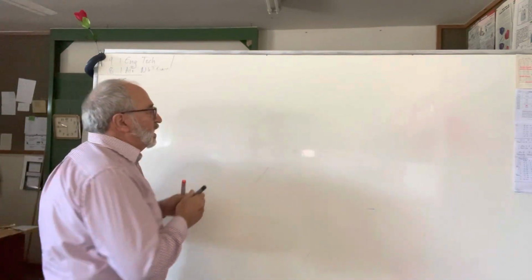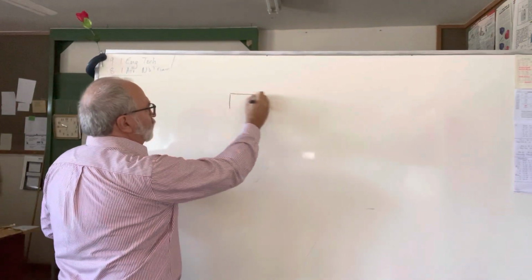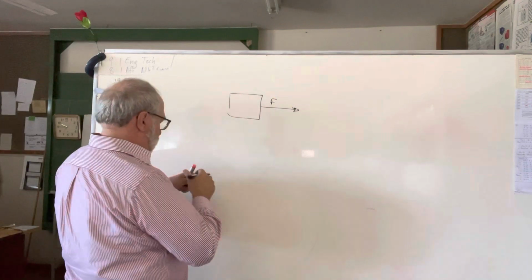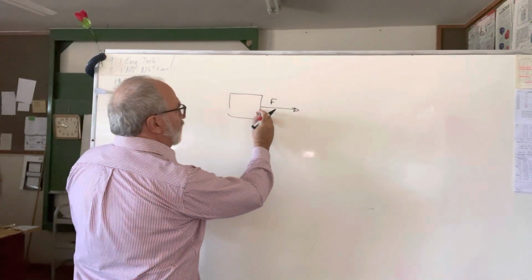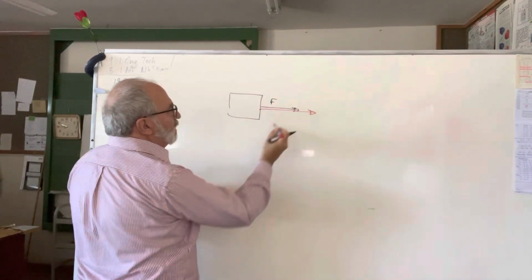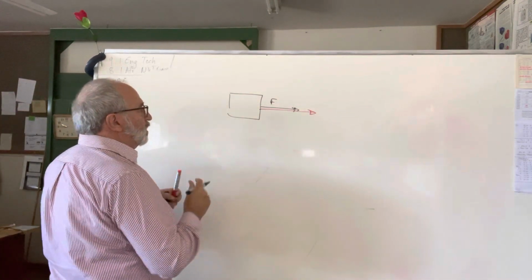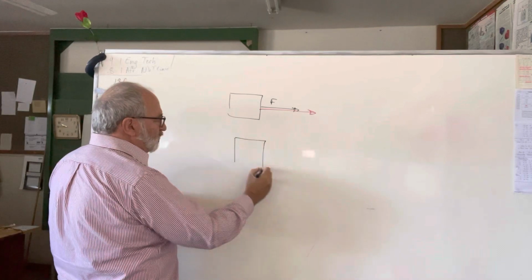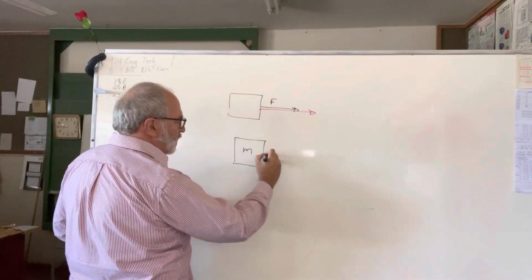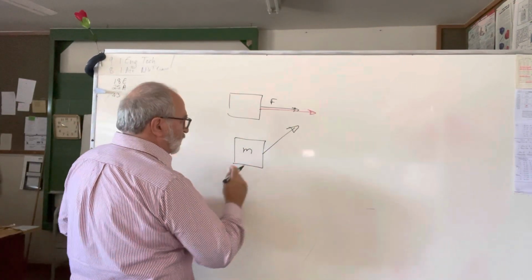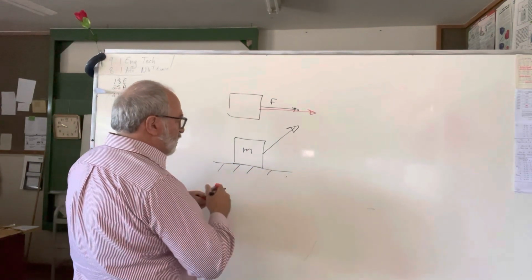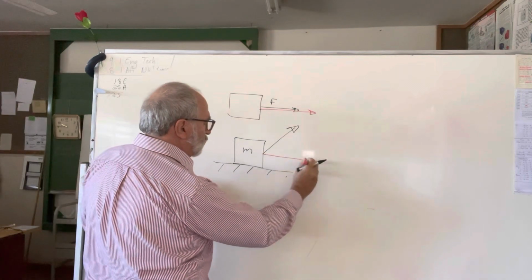Nou kom ons sê ons het 'n voorwerp wat getrek word deur 'n krag in 'n bepaalde rigting. It's pulled in a certain direction and that direction is parallel to the force. That is the one case. Another case would be, we have an object with a certain mass, but it's now pulled at an angle over the surface. Hy word nou teen 'n hoek oor die oppervlak getrek.